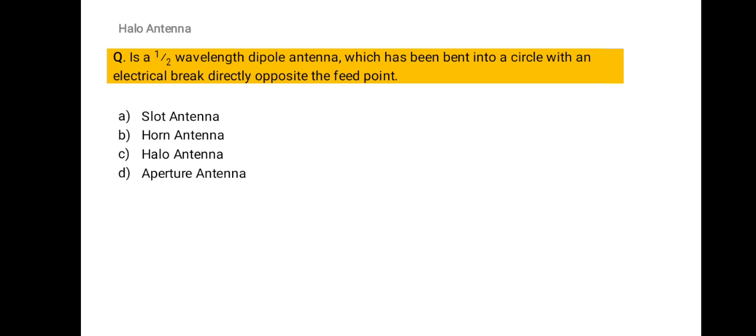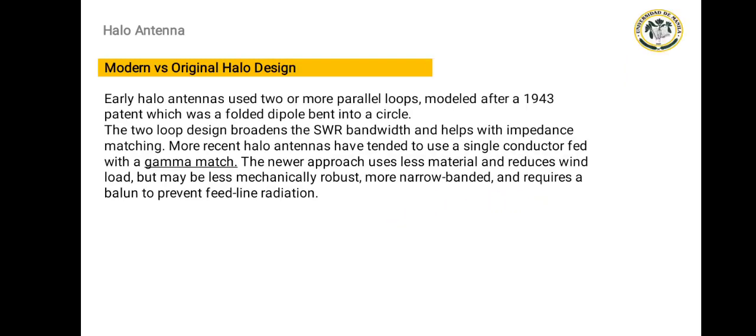So question number 1, it is a one-half wavelength dipole antenna which has been bent into a circle with an electrical break directly opposite the feed point. So I'll just leave it to you guys.